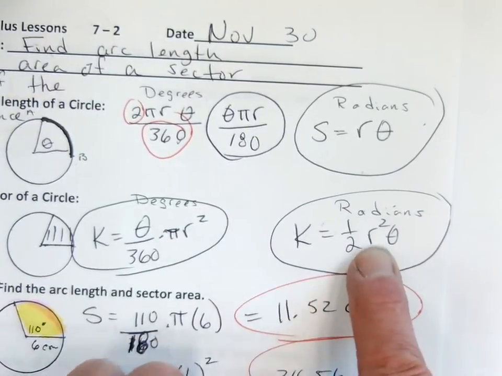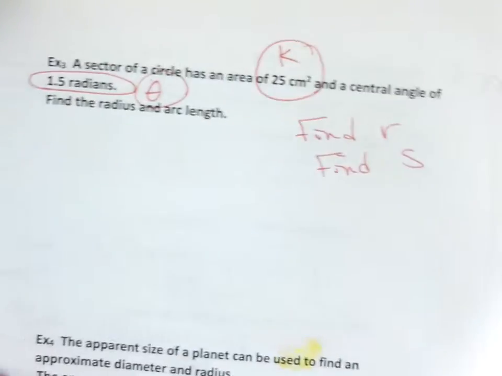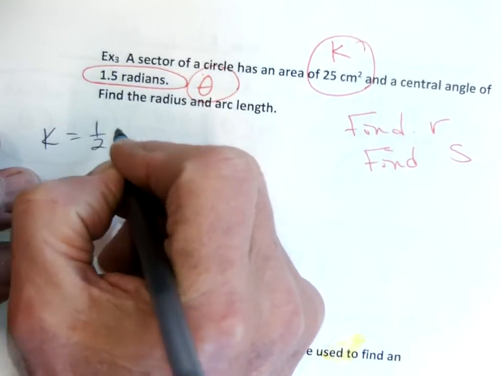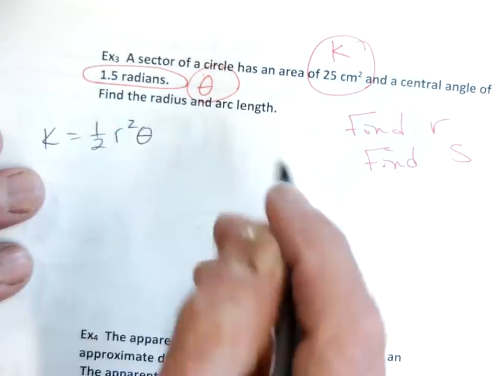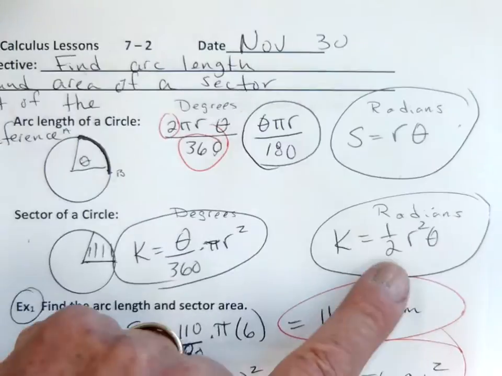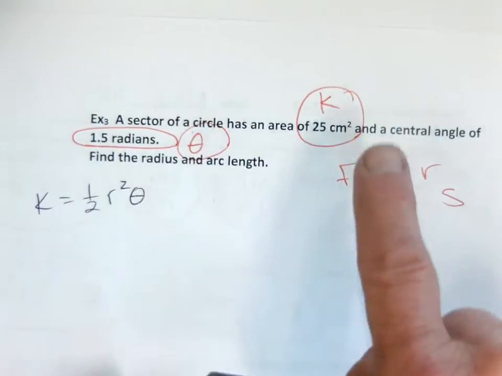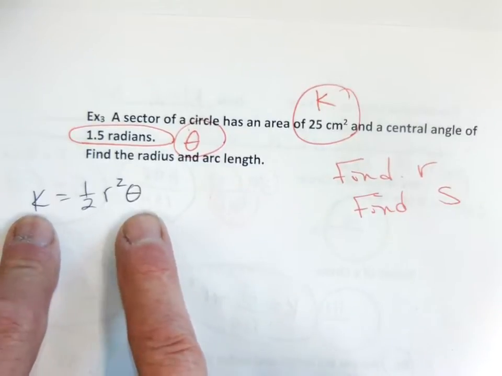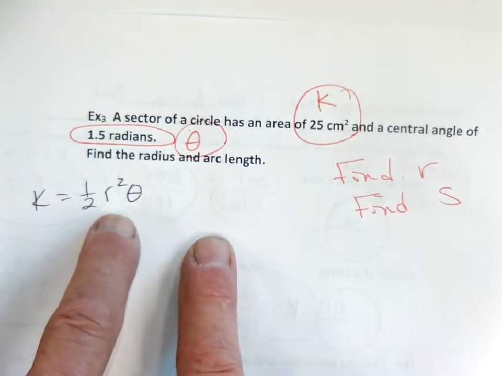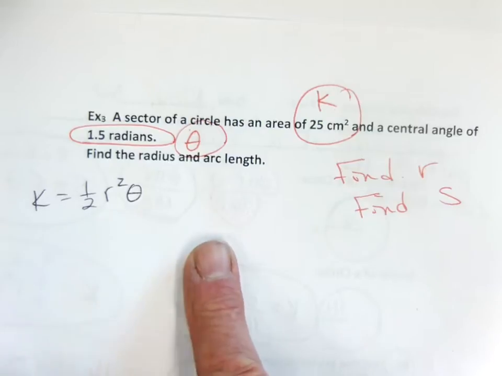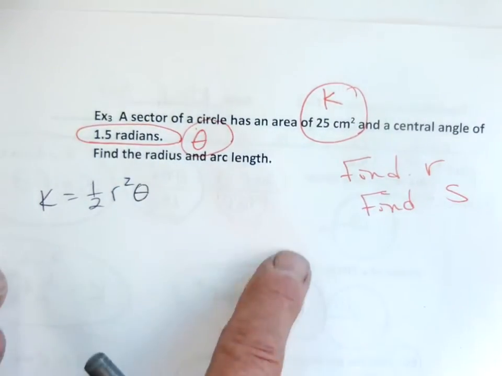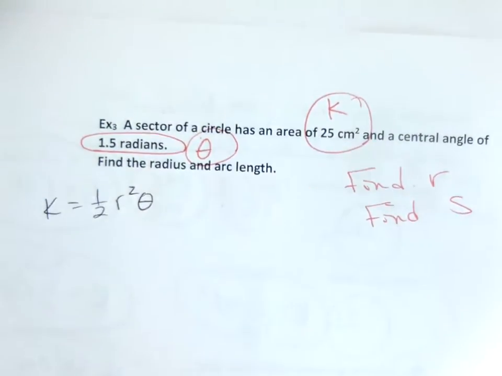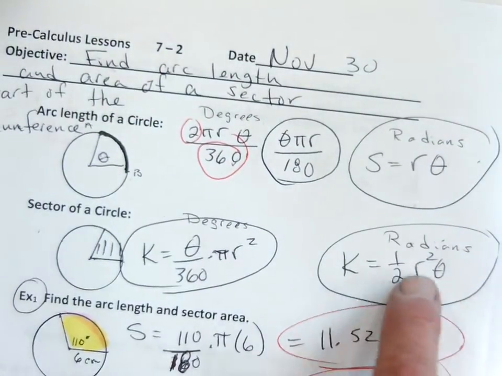Does that make sense? So I'm going to write down my first formula: K is equal to 1/2 R squared theta. I think that's my formula. Yes. How did I pick that? I knew the K, I knew the theta. That formula is going to work nicely. I can find R. Am I making sense? Okay, good. So I found a formula with those two in it, right?